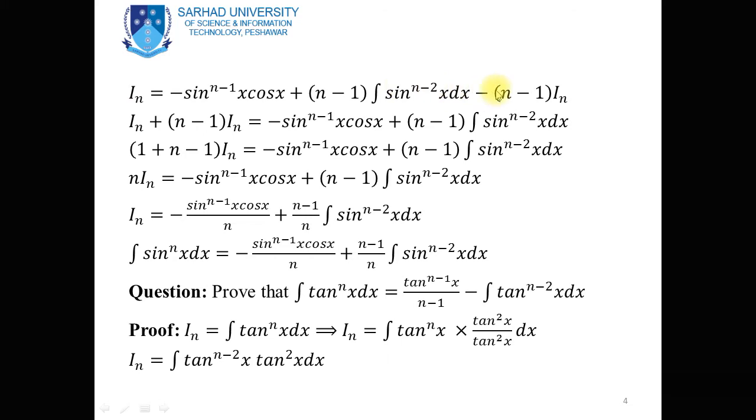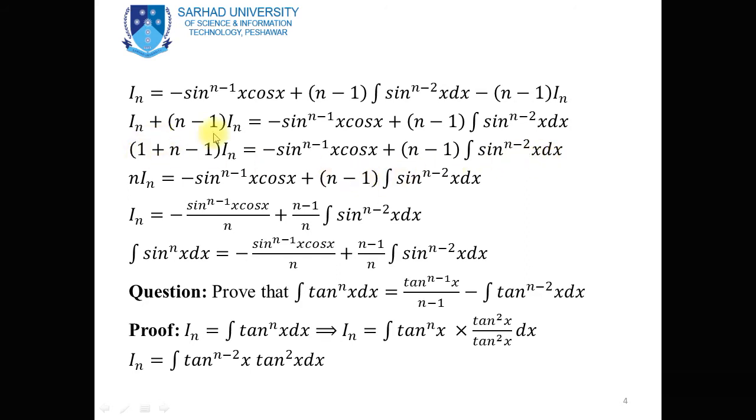or we can say that adding n minus 1 into I_n on both sides, we have I_n plus n minus 1 into I_n is equal to minus sin x power n minus 1 into cos x plus n minus 1 times the integration of sin x power n minus 2 with respect to x. Now taking I_n common, we have 1 plus n minus 1 into I_n is equal to minus sin x power n minus 1 into cos x plus n minus 1 into the integration of sin x power n minus 2 with respect to x.